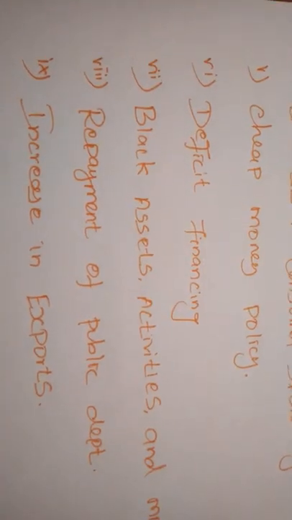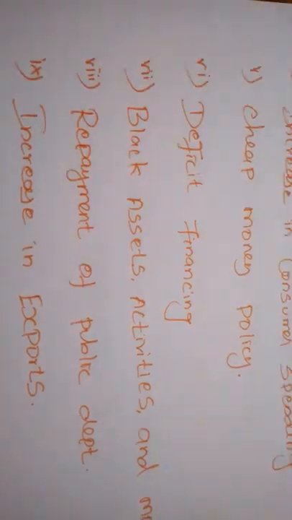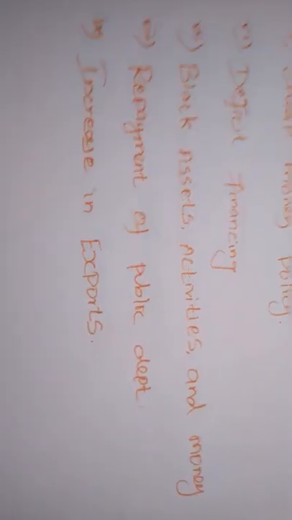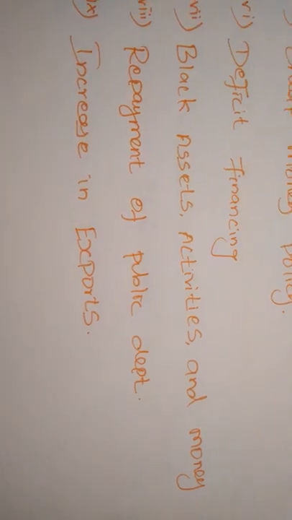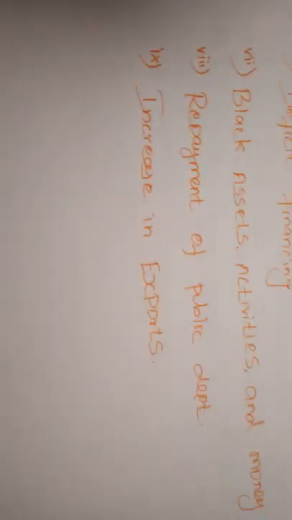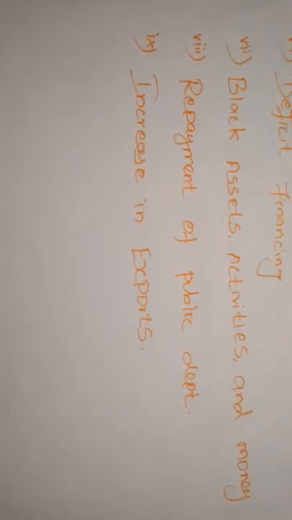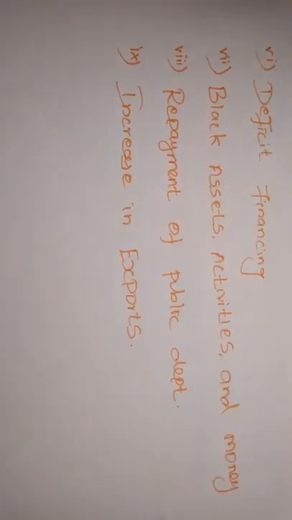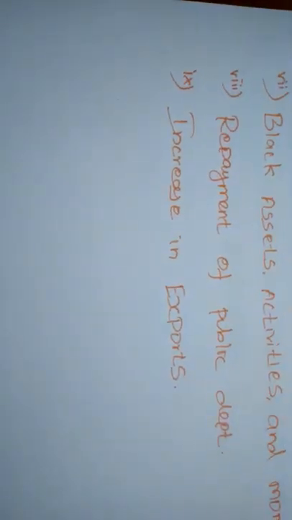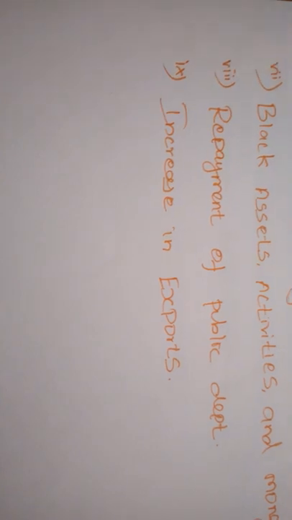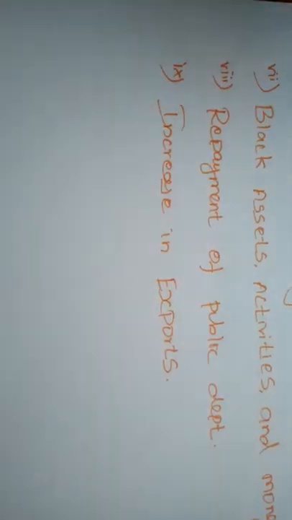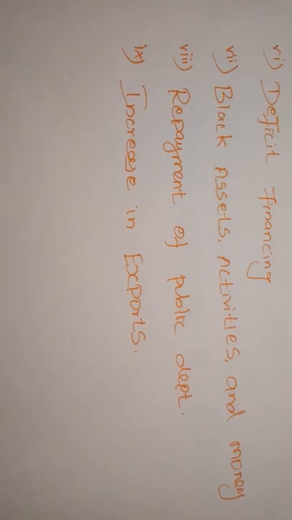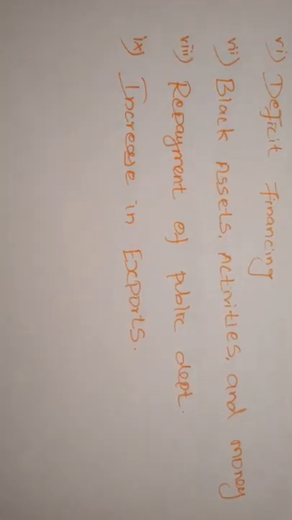Next, deficit financing. We have already studied that in deficit financing, the government prints more money, and because of that, demand is automatically created. Next, black assets. Corruption, black assets and black money create artificial demand. Next, repayment of public debt. The government repays the money to the public, then the public will have more money and will consume more commodities. Next, increase in exports. Whenever producers focus only on exports, the supply of commodities in the domestic market will decline, and then demand will also be created.